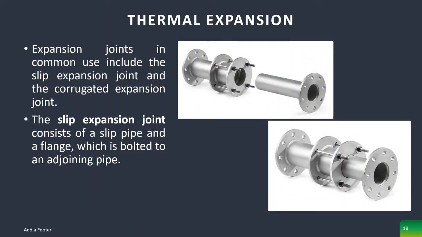Another is expansion joints. Expansion joints in common use include the slip expansion joint and the corrugated expansion joint. So this picture shows a slip expansion joint. The slip expansion joint consists of a slip pipe and a flange which is bolted to an adjoining pipe.